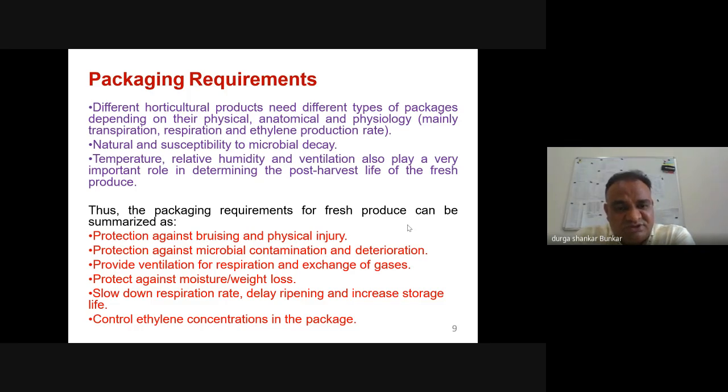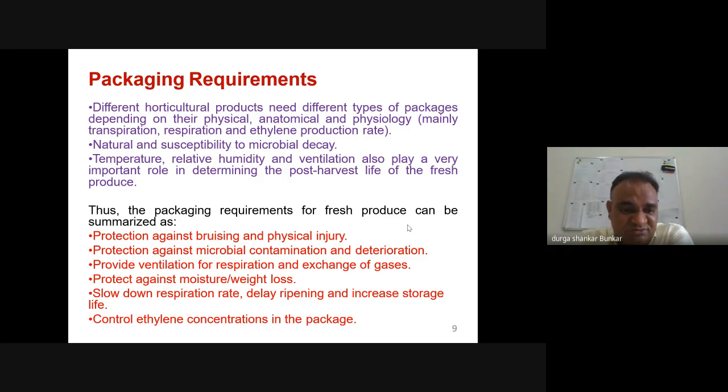So if we go for the packaging requirements for fresh produce, we can summarize them. The first one is protection against bruising and physical injury. That is main and important. There is also the perception that comes with our human society: if we find any injured fruit or vegetable product, then definitely we are going to discard it. We should avoid it, or it might be contaminated, so we avoid it.